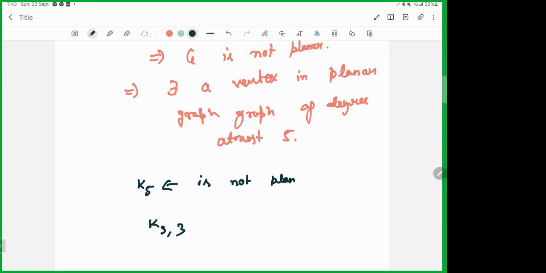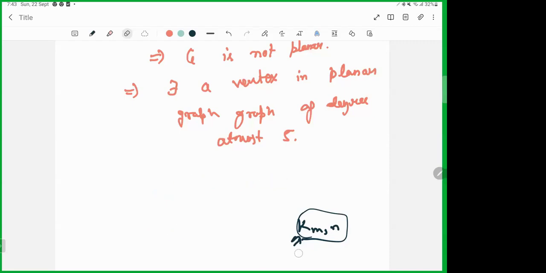But from here, can you see what about K_{m,n}? I should remark on it later. What about when K_{m,n} is planar? When this K_{m,n} is planar, basically you have proved in lectures that K33 is not planar, right? So when is K_{m,n} planar or not planar?